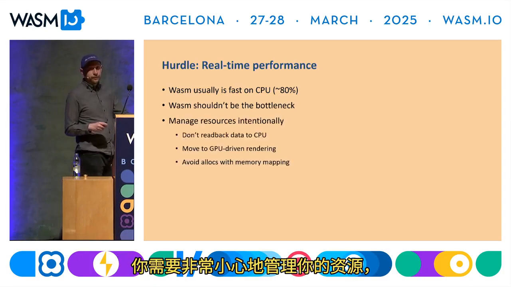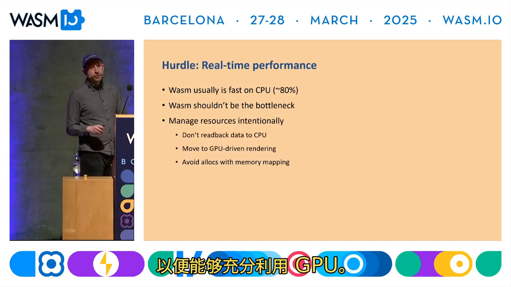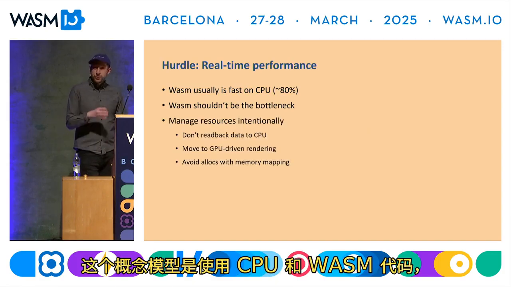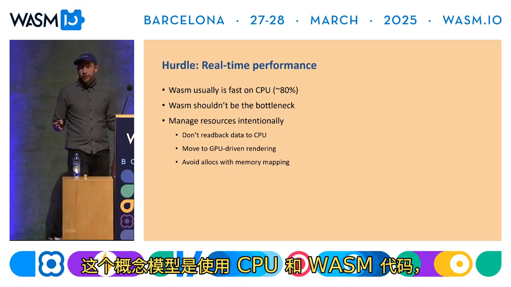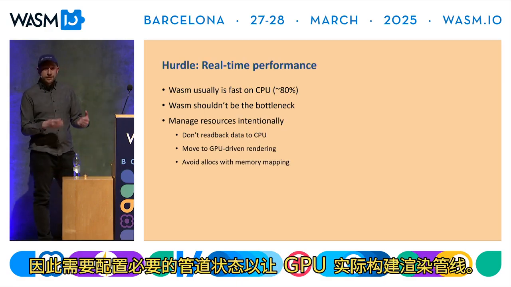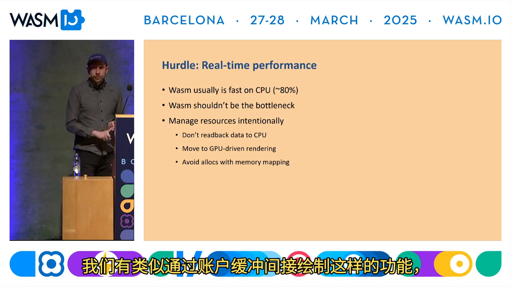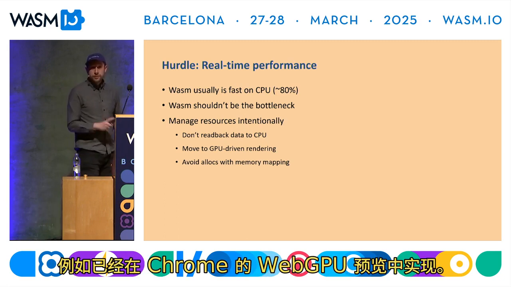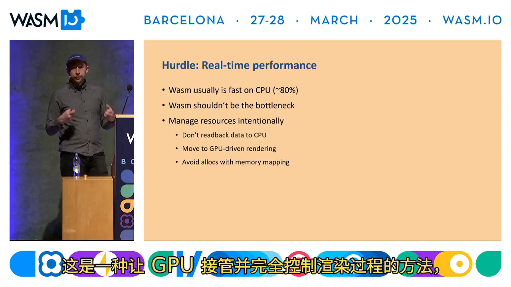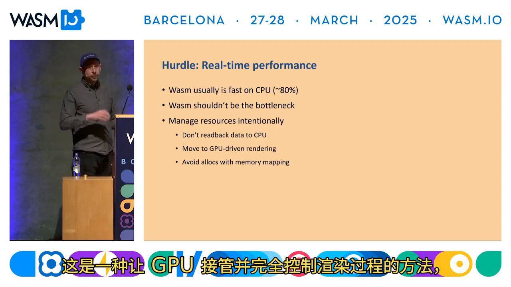You need to be very careful with how you manage your resources so you can fully take advantage of the GPU. A mental model for this is using the CPU, and using Wasm code, therefore, to configure the pipeline state that is necessary to get the GPU to actually build the rendering pipeline. So this is using things like GPU-driven rendering. We have draw indirect with a count buffer, for example, which has made its way into WebGPU in a preview in Chrome. This is a way to let the GPU take over and fully control the rendering process, reducing the burden on the CPU even further.